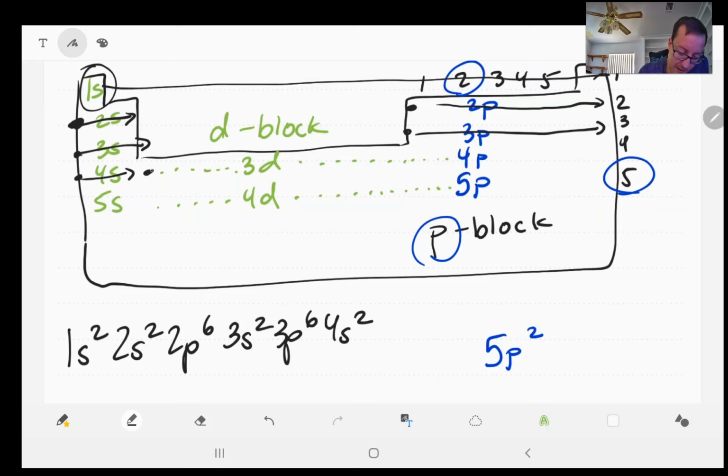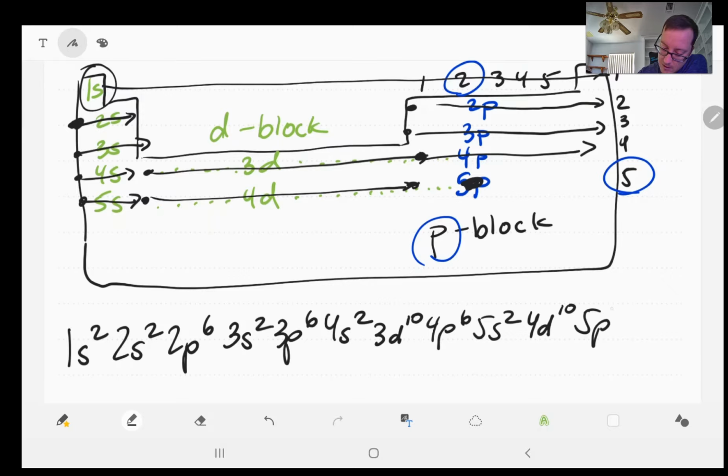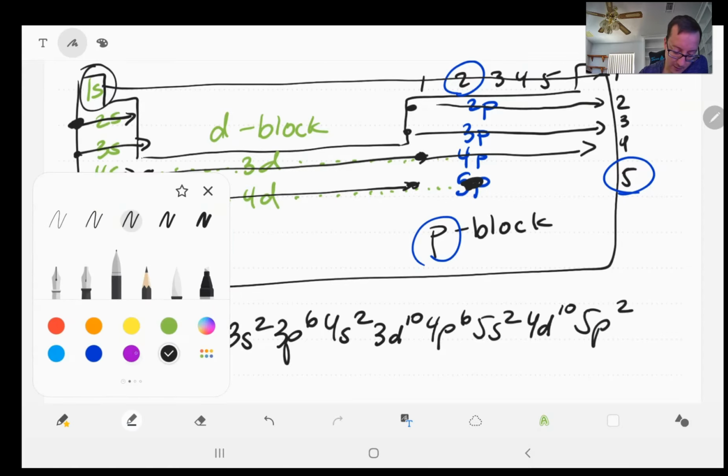Now we're at 3d, so we're going to put all 10 into 3d. I'm going to erase our 5p2 for now, because I'm going to run out of space. We're here in 4p, so we have to fill that one up next. Next, we're in 5s. And then we're in 4d. And now we're in 5p, and that's where we need to stop, at 5p2.